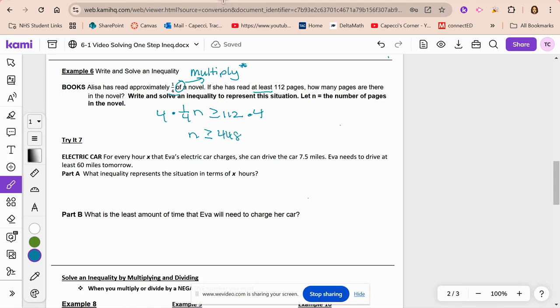So what does that mean? It means there are at least 448 pages in the novel. Right? Could be 448, could be 450, 475. All right, let's look at the next one.